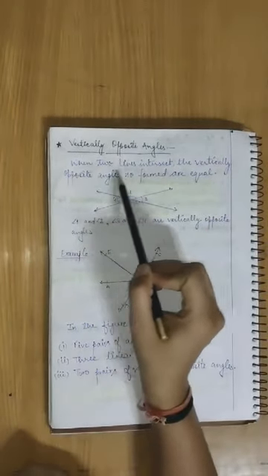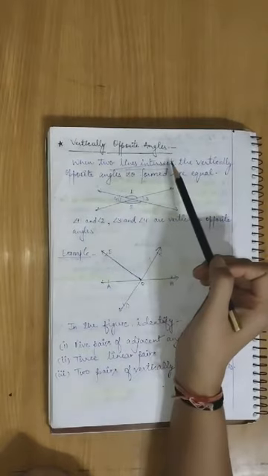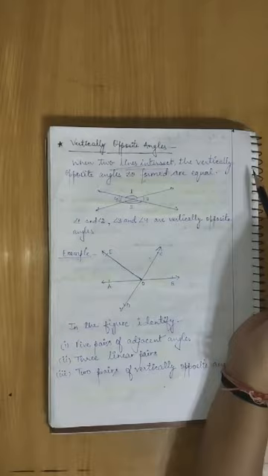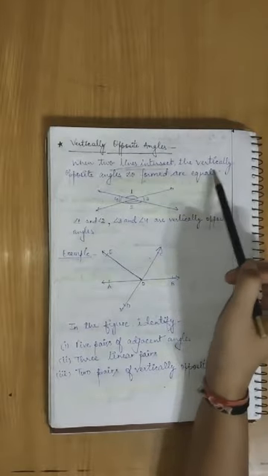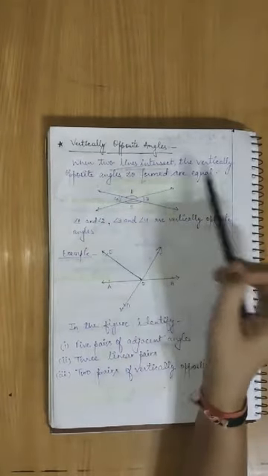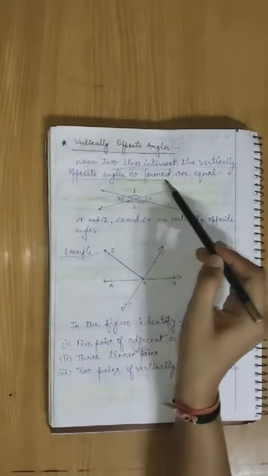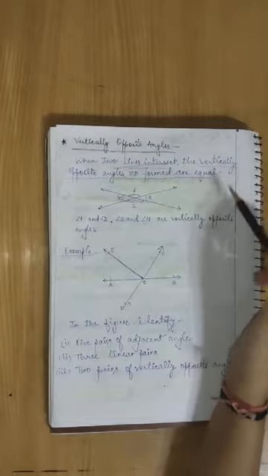When two lines intersect with each other, intersecting lines we have already studied in our previous class. When two lines intersect with each other, vertically opposite angles are formed, and the vertically opposite angles so formed are always equal.